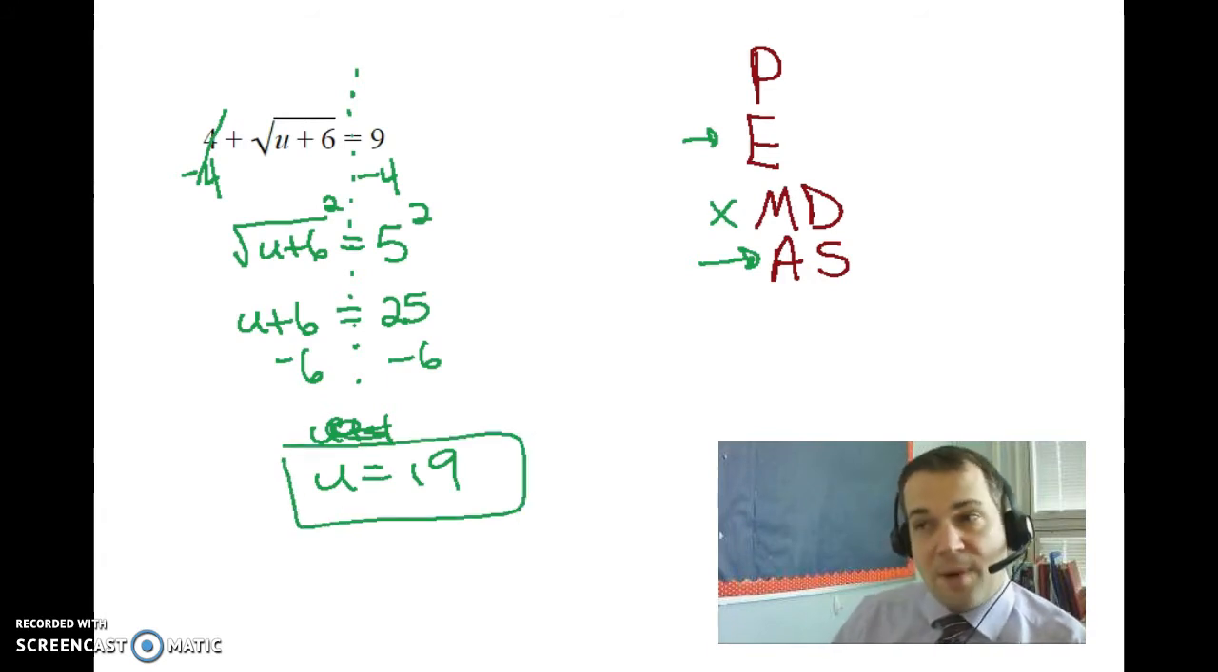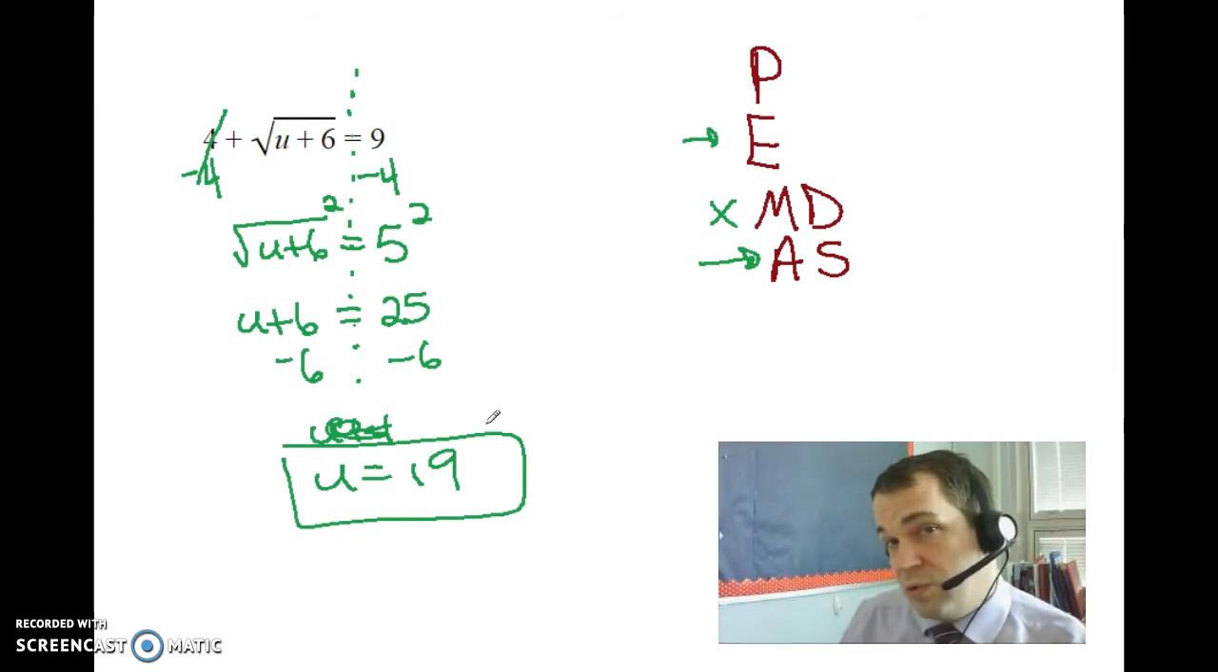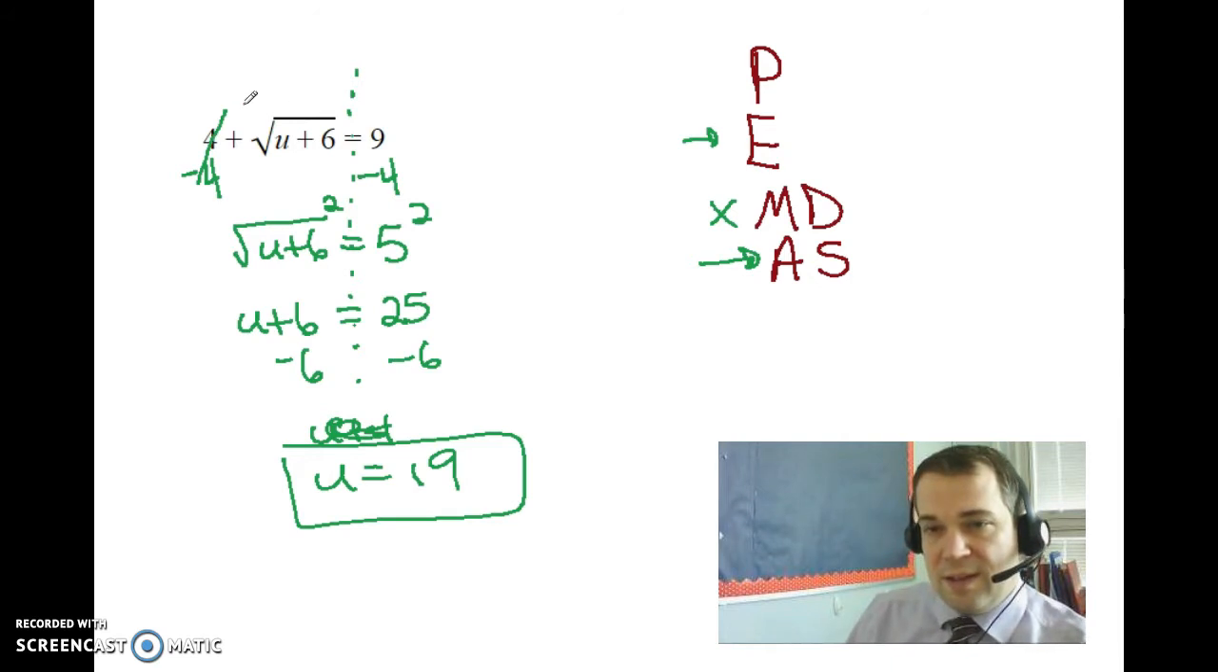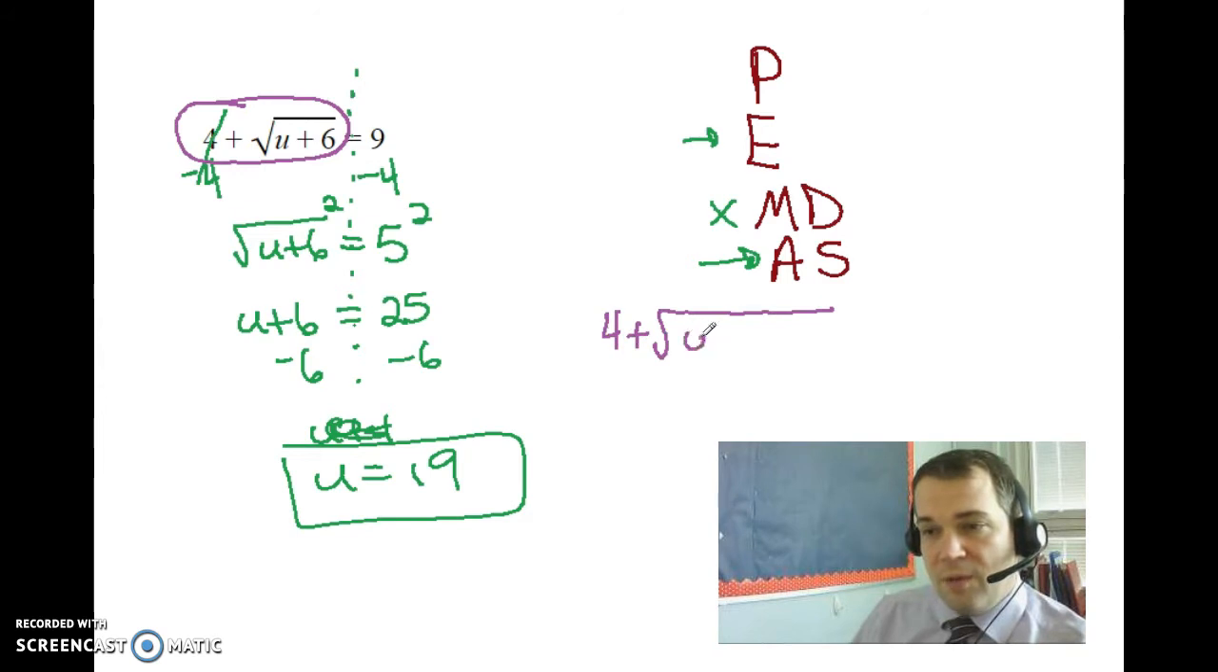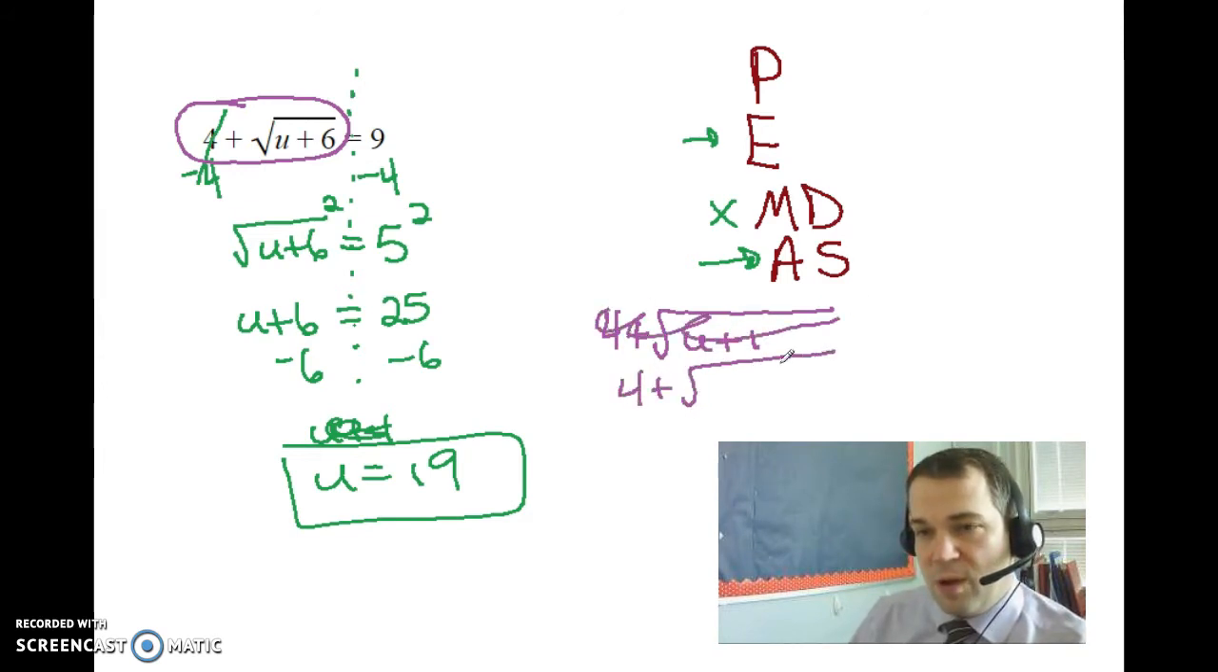And now with these types of problems, you have to check them, because even if I do all my math correctly, I might have things that don't actually make the solution true. So I'm going to take this 19 into this original expression and plug it in, and I'm going to see if I get 9. If I don't get 9, then there's actually no solution. If I do get 9, then this is correct. So I've got to consider what 4 plus the square root of 19 plus 6 is.